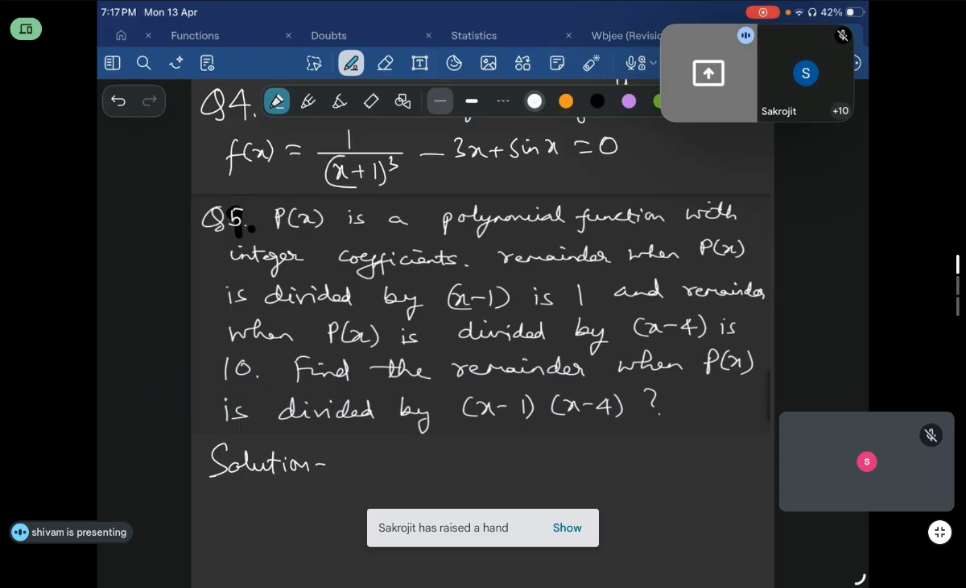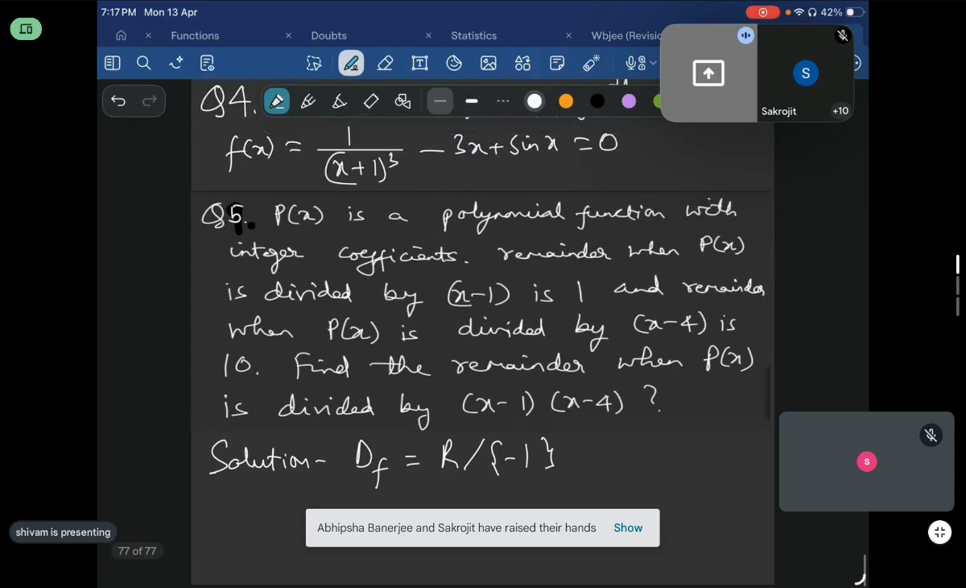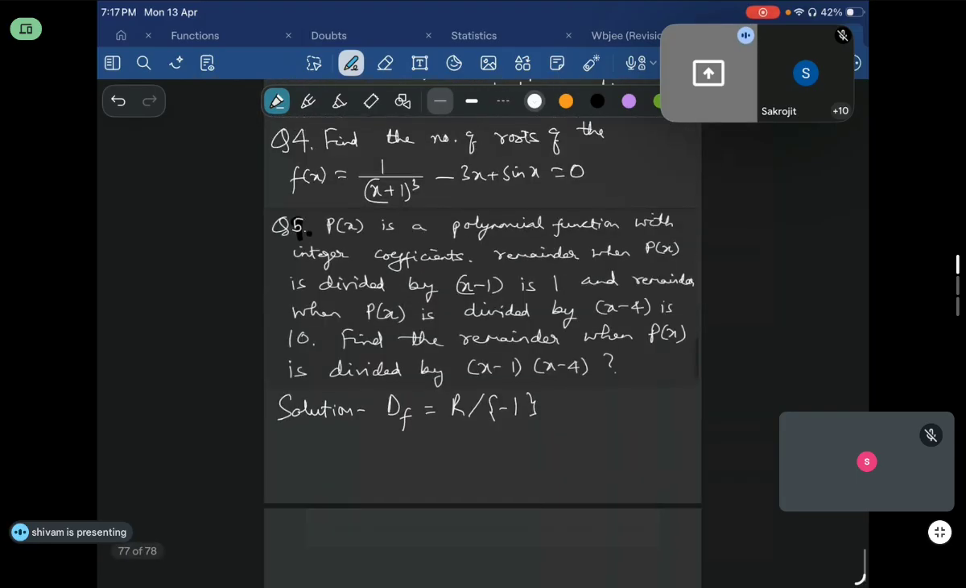Yes, Socrates, tell me. All real except for -1. Okay. So find out its value around -1. But first of all, let us understand whether the function is increasing or decreasing. So first of all, I'm going to differentiate. f dash x will be equal to -3 by (x plus 1) whole to the power 4.